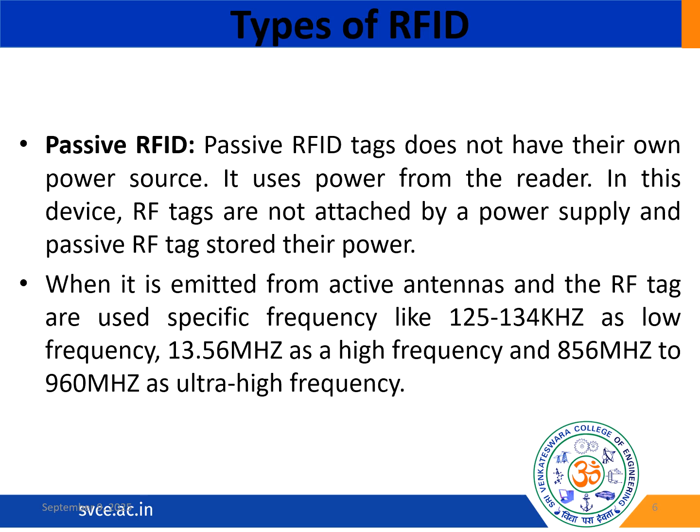When it is emitted from active antennas, the frequency will be from 125 to 134 kilohertz as low frequency, 13.56 megahertz as high frequency, and 856 megahertz to 960 megahertz as ultra high frequency. So these are the frequency ranges of passive RFID.